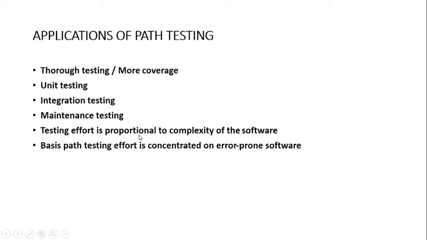The testing effort is proportional to the complexity. What is that, the cyclomatic complexity? If the value is 4, what does it determine? How complex it is, how much effort is required to test this particular code. Right? So ultimately testing effort is directly proportional to the complexity. If complexity is more, effort required is more. If complexity is less, that means it is simple, the testing effort will be less.